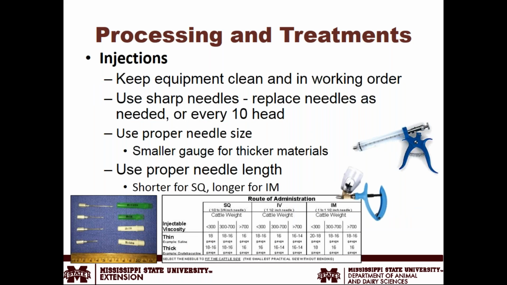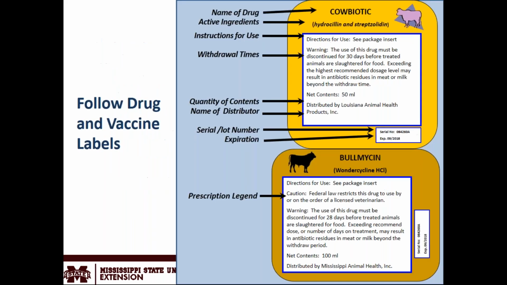Choose to use subcutaneous administration whenever possible, whenever we're giving these vaccines and antibiotics. Keep your equipment clean and in working order. Use sharp needles, proper needle size, and proper length. For a subcutaneous injection, a shorter length is better because it's less likely to go into the muscle.